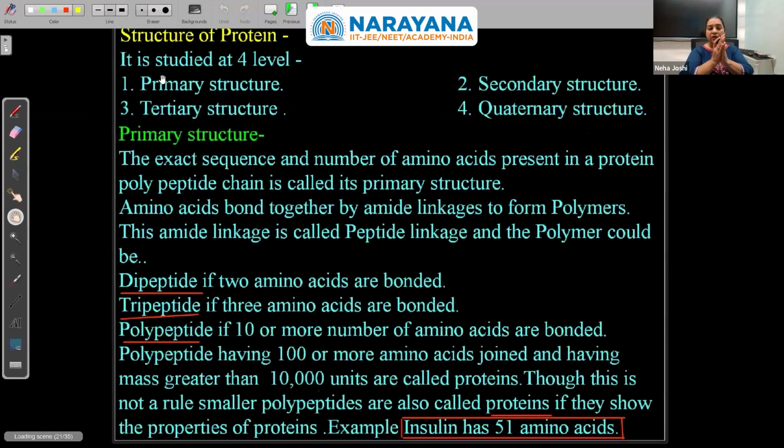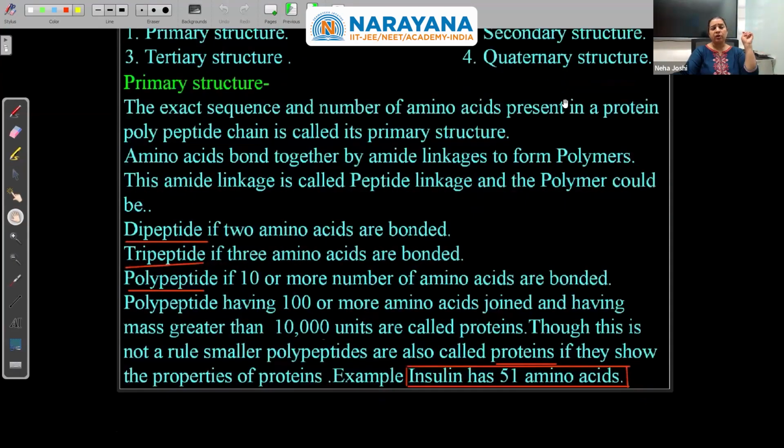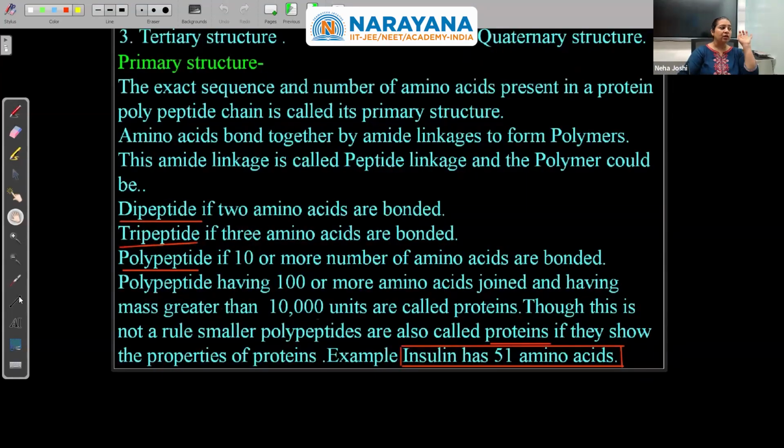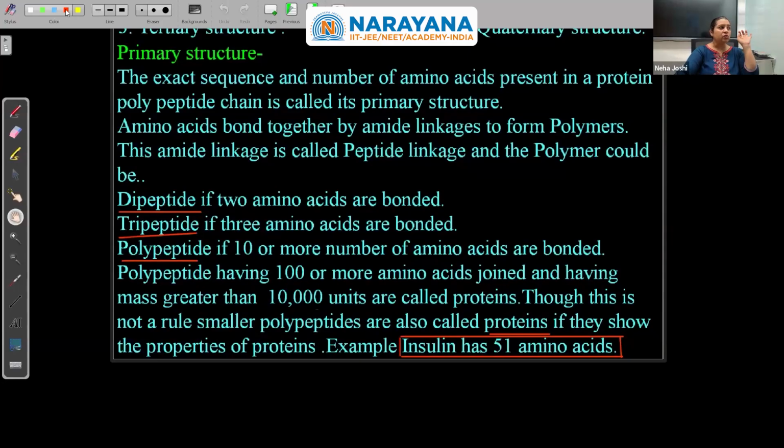Structure of protein. Now we have once studied what are amino acids. We have tried to learn them. Now it is studied at 4 levels: primary, secondary, tertiary, and quaternary. Primary structure: the exact sequence and number of amino acids present in a protein is called the primary structure of that particular protein. Amino acids bond together by amide linkage to form polymers. This amide linkage is called, what is it called? It is called peptide linkage.